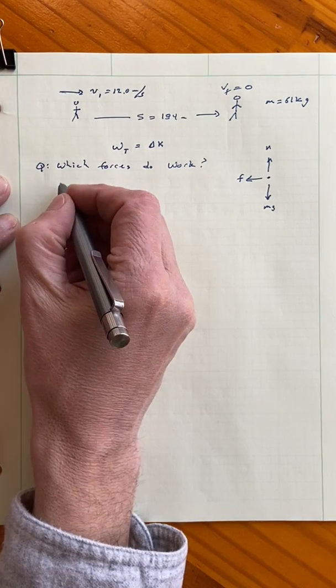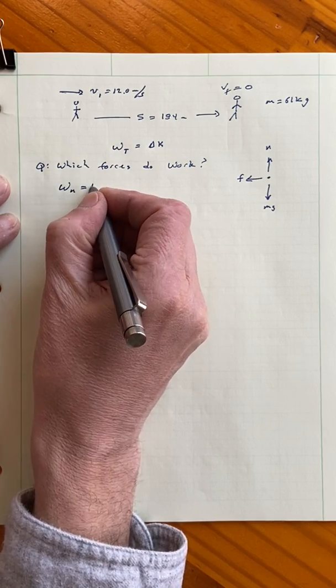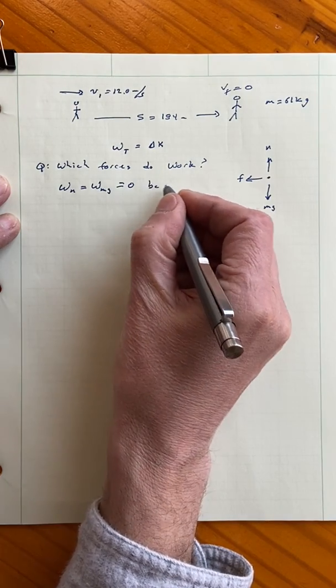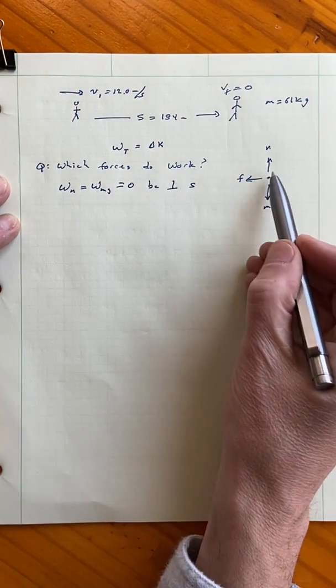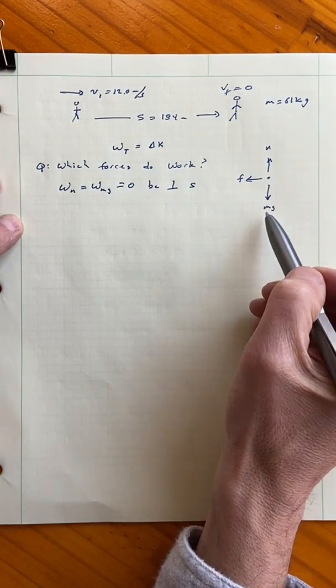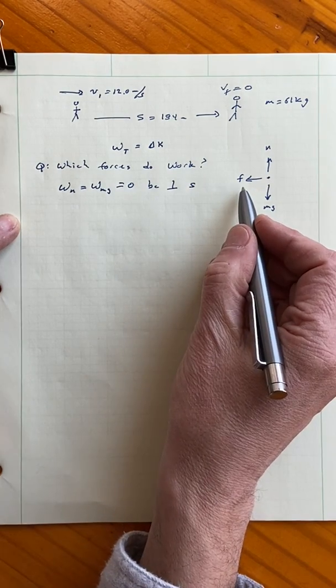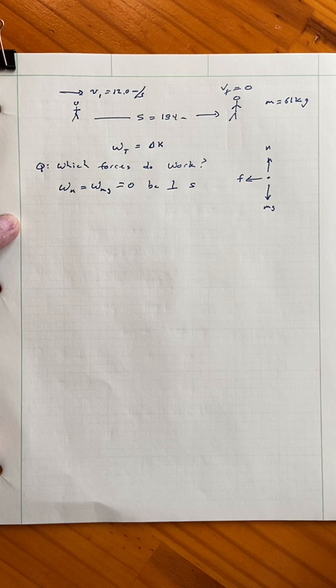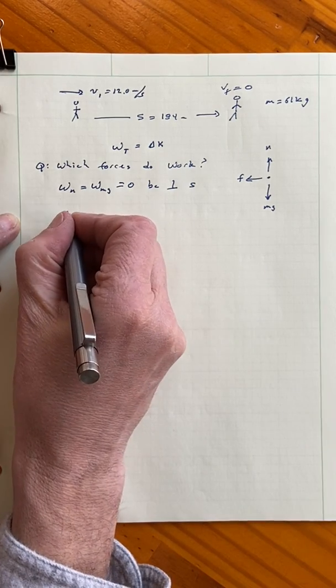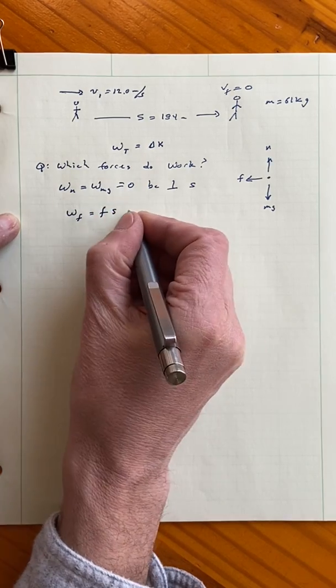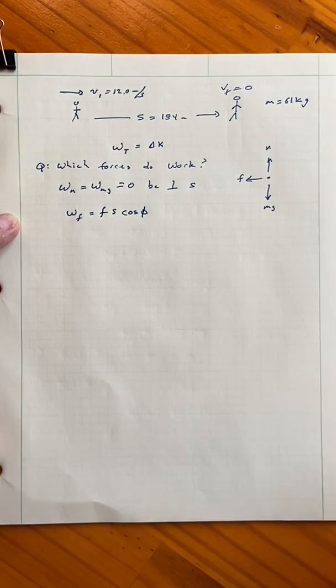So the first thing to note is that the normal force and the weight don't do any work. And the reason for that is they're perpendicular to the displacement. So the normal force is up, the displacement is sideways, the weight is down, and the displacement is sideways. So none of those do any work. And the friction force, since it's kinetic friction, is constant. So we can calculate the work done by the kinetic friction force using the force times distance formula. So the work done by the friction force is equal to the friction force times the displacement times the cosine of the angle between them.